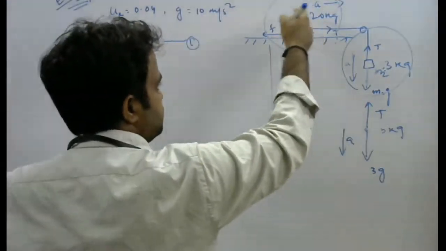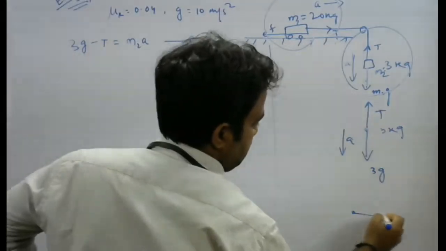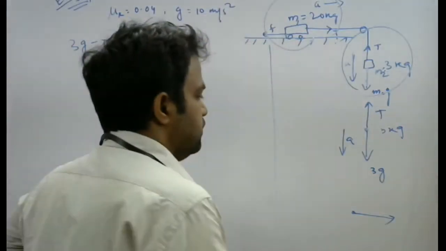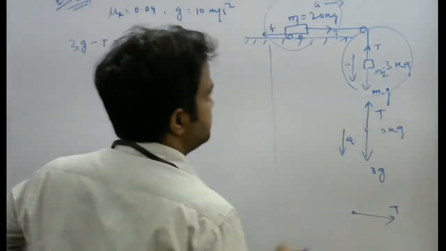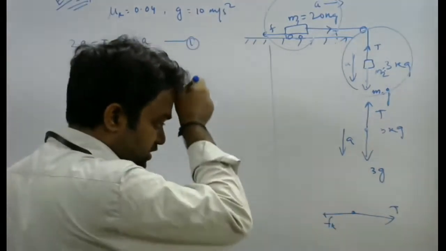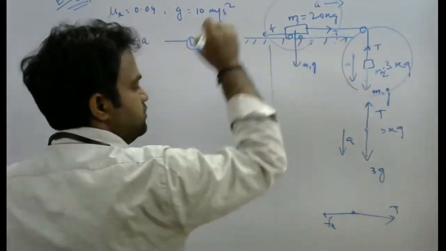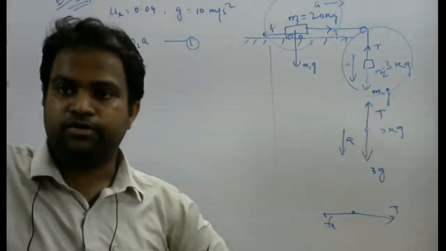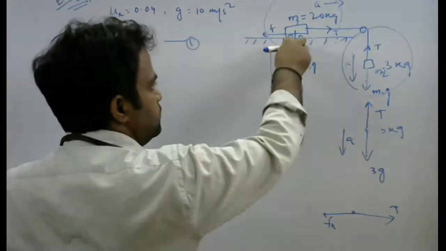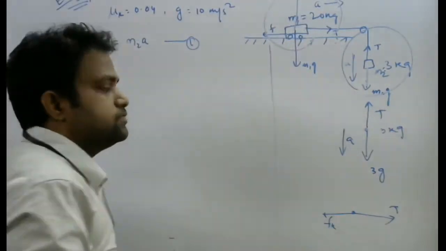Now I'll draw the diagram for the mass M1. So for mass M1, the tension is to the right, and the kinetic friction is to the left. There are two more forces. One is M1G. It's at a certain height, right? Gravity will also pull it, so there will be a force here due to its weight, and the normal force perpendicular to the surface.